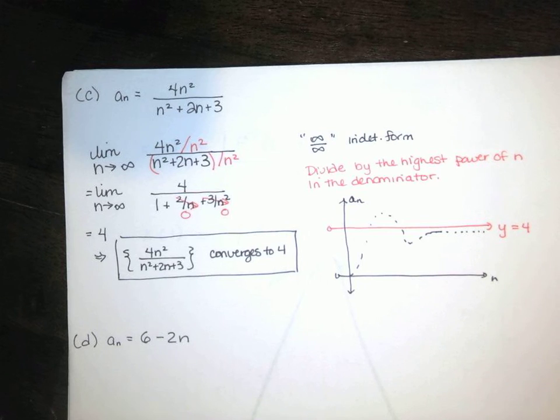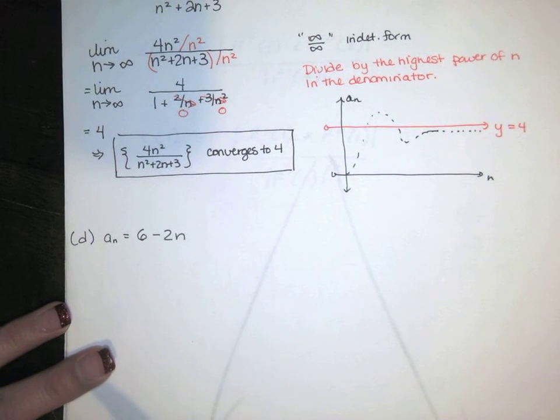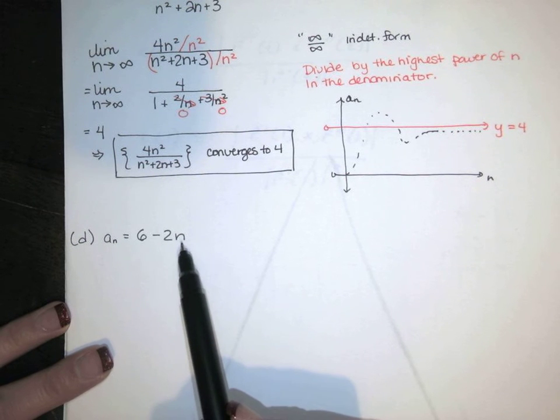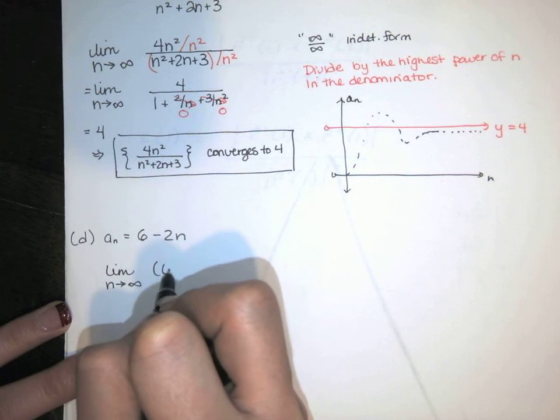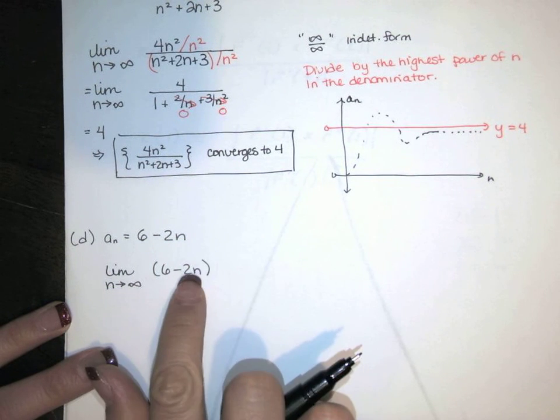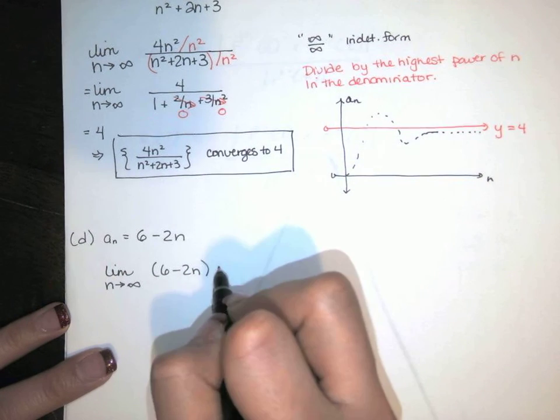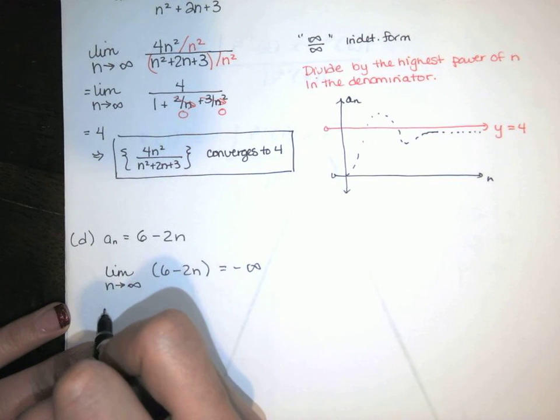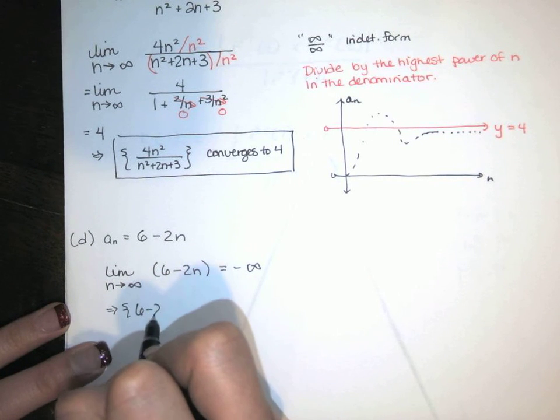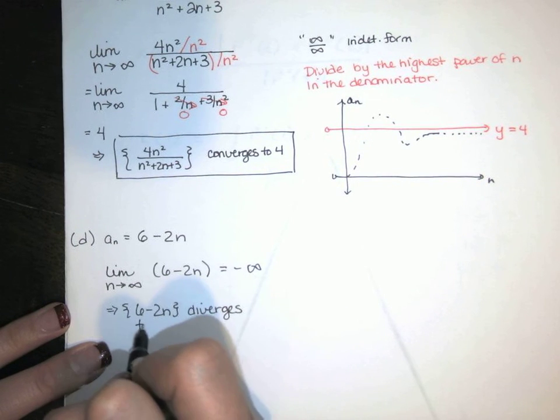Then this one, well, that is an arithmetic sequence. We talked about that in the last video. As n increases, I think we get negative infinity, don't we? Negative 2 times a large number is a large negative number. Adding 6 to it doesn't do much, so we get negative infinity. So this is a sequence. It's pretty simple. And we say this diverges to negative infinity.